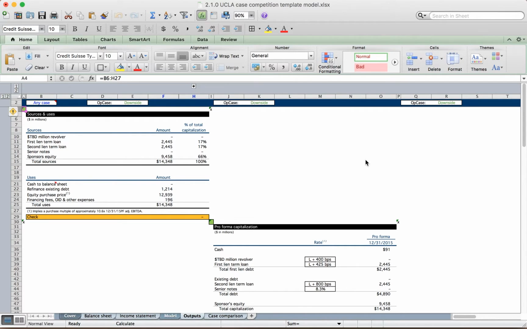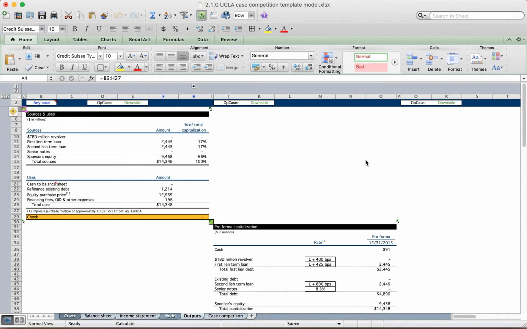So starting with the Outputs tab, you'll see in the upper left-hand corner we have a table titled Sources and Uses. So this is a summarized version of the Sources and Uses table that we put our inputs in on the Model tab. And you'll see that we have a summary of our capitalization structure. Starting with our more senior debt tranches, we have our revolver, then our first lien term loan, second lien term loan, our senior notes, and finally our sponsor's equity.